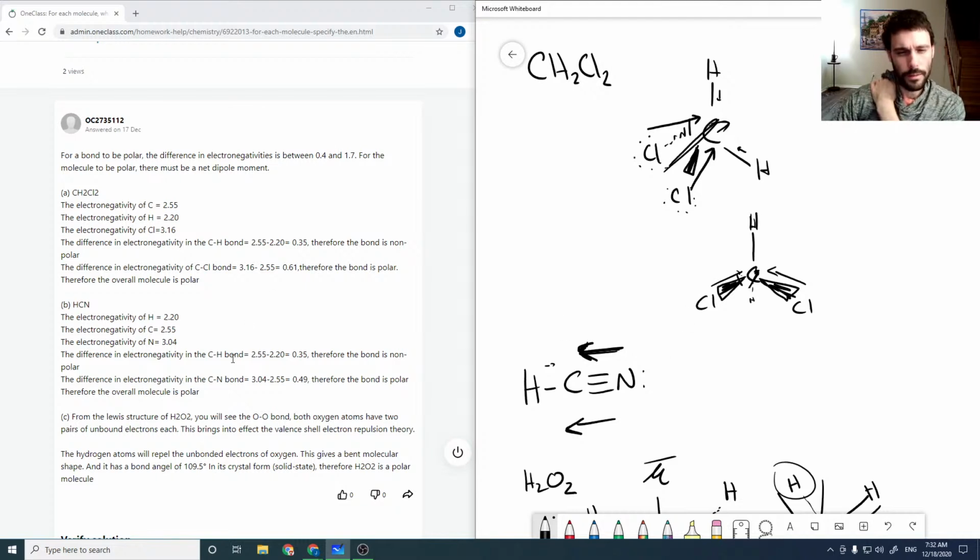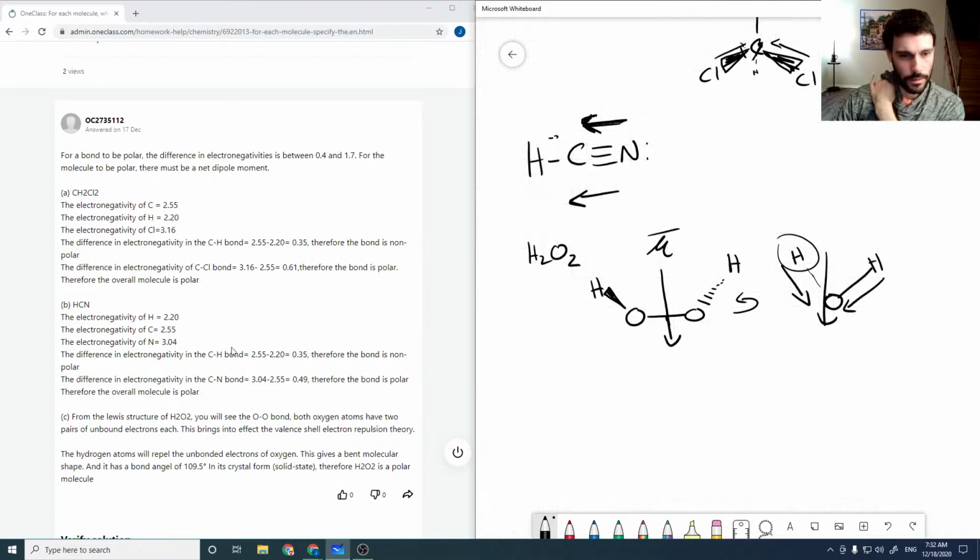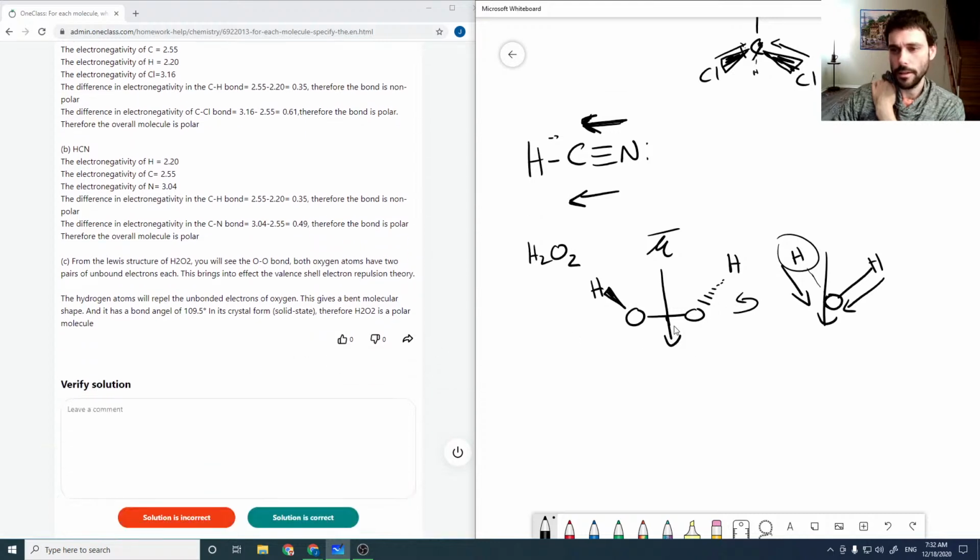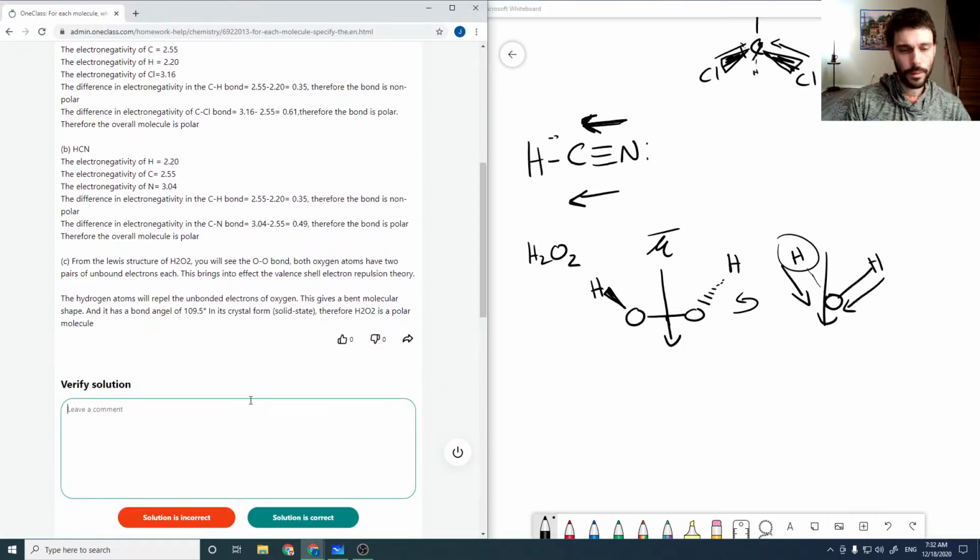In HCN, we again have no dipole with the hydrogen, but a dipole between the carbon and nitrogen, giving us a polar bond. And then in H2O2, because of this tilt, we're going to get dipoles in the OH direction, and it's going to be a polar molecule. So that looks good.